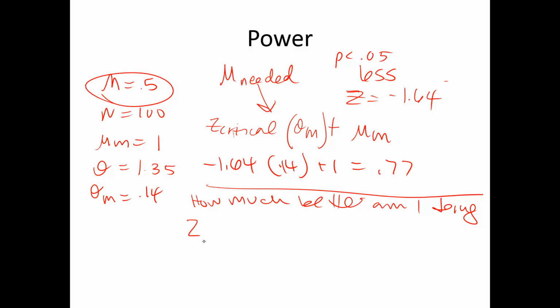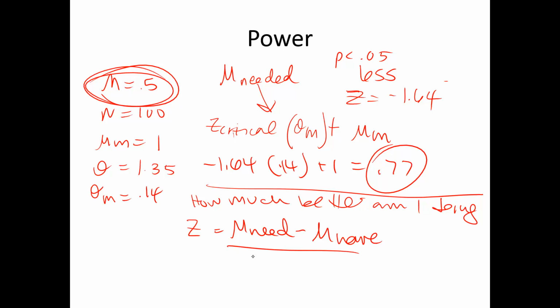So what you're going to do is calculate the z-score difference between the sample mean you have and the mean you needed. Okay, so that formula is mean needed minus mean have, or the sample mean, divided by standard error. So 0.77 minus 0.5 divided by 0.14. So that means my z is 1.93. And so I have a z-score difference between what I have and what I needed of 1.93.